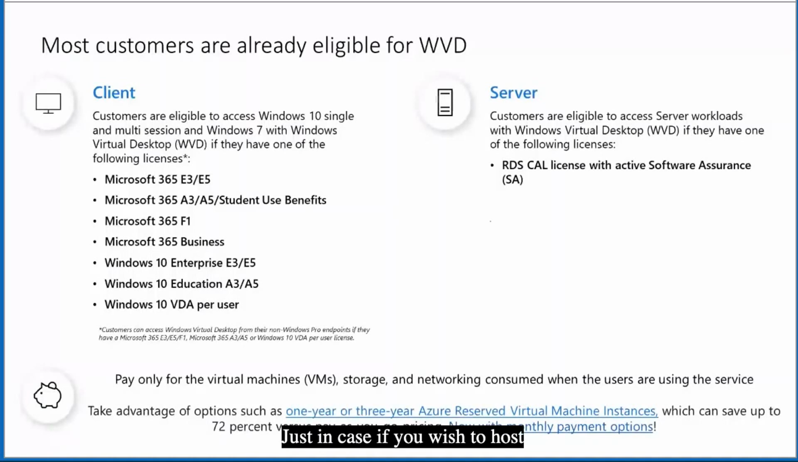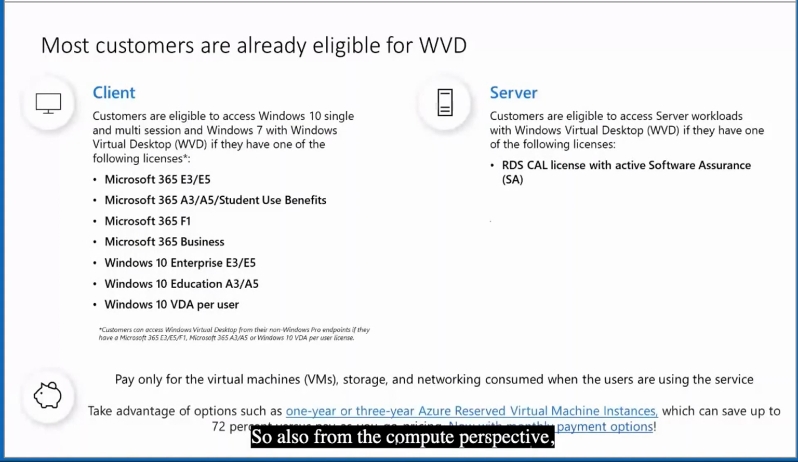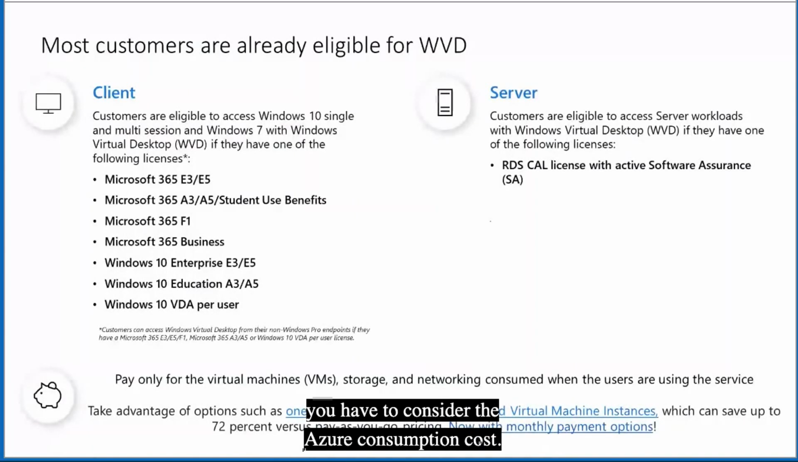Just in case you wish to host the Windows Server operating system as part of your WVD solution, then you should have an RDS CAL license with Software Assurance. Also, from the compute perspective, you have to consider the Azure consumption cost. For example, the number of VMs running, the storage cost, and the networking cost that you have to consider when it comes to the WVD solution.